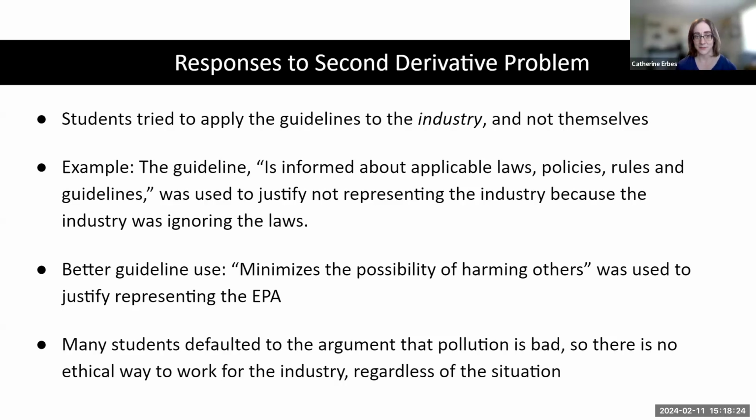Some students made better use of the guidelines, seeing the one that says they should minimize the possibility of harming others, so they could make a reasonable justification for representing the EPA. But even then, they didn't really get any of the mathematical content involved here. Most of them basically just said, pollution is bad. We shouldn't harm people. Pollution harms people. So we're only going to work for the EPA, regardless of the two situations, and most students could not think of any reason to ever possibly consult for the industry.